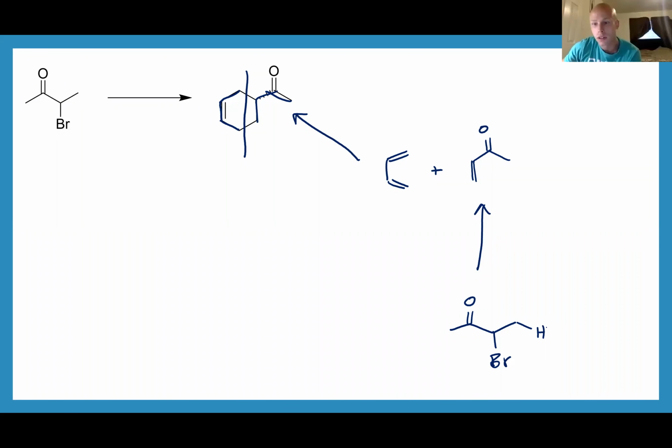H2SO4. No, we don't want to use acid or magnesium and ether. Magnesium would turn it into a Grignard reagent. I see in the chat from Isaiah, t-butoxide, potassium t-butoxide. That's perfect. So if we use a bulky base, it's not going to be a good nucleophile. It would do a good job of eliminating.